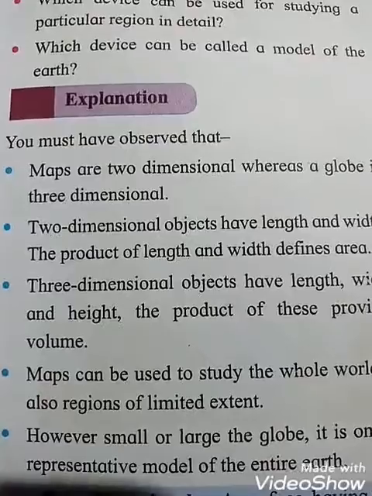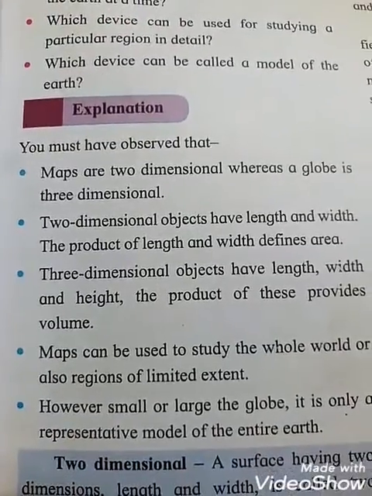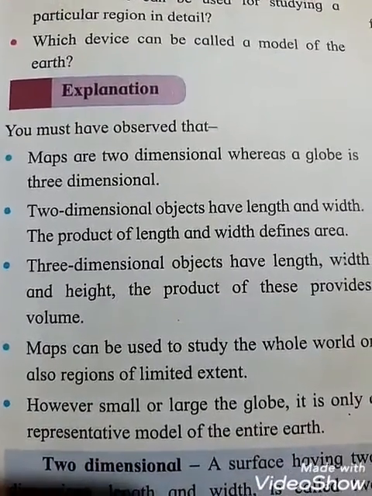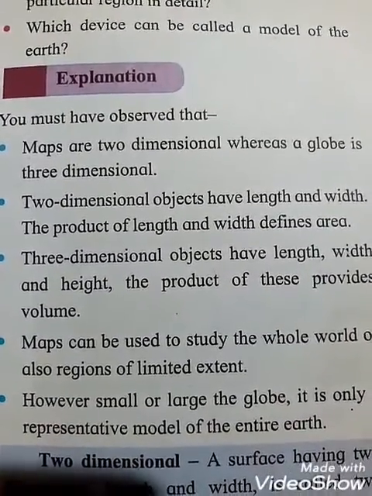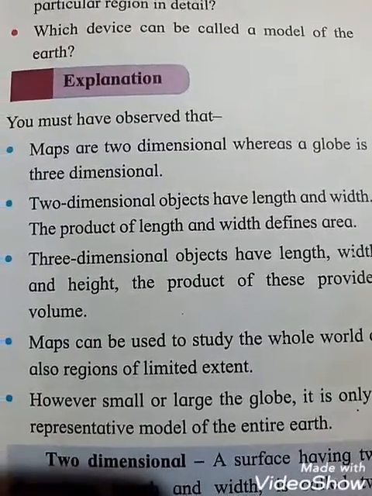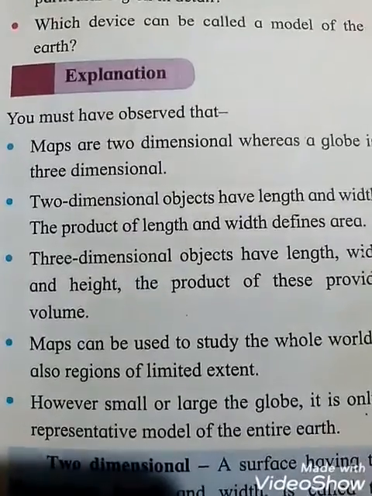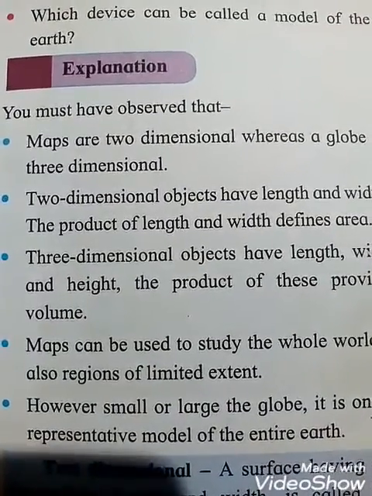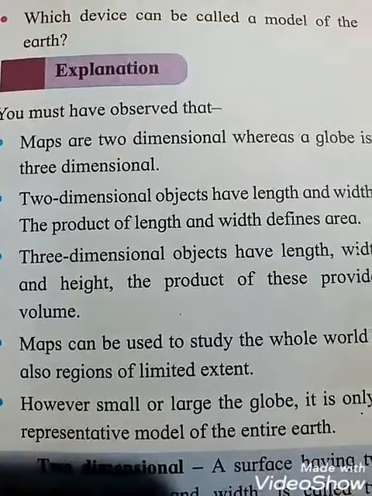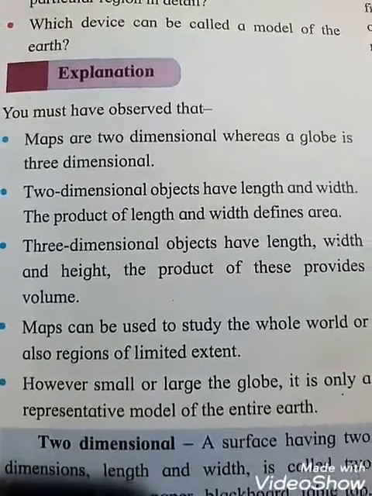Students, in the explanation, you must have observed this. First point, maps are two-dimensional whereas a globe is three-dimensional. So you have to differentiate on that. You can see that maps are two-dimensional whereas a globe is three-dimensional.